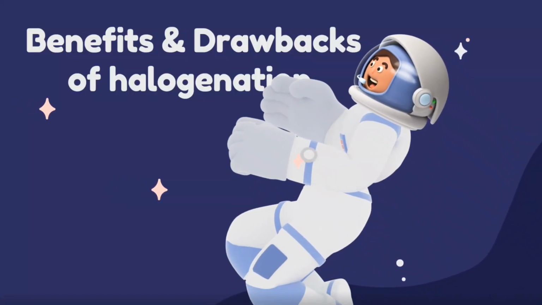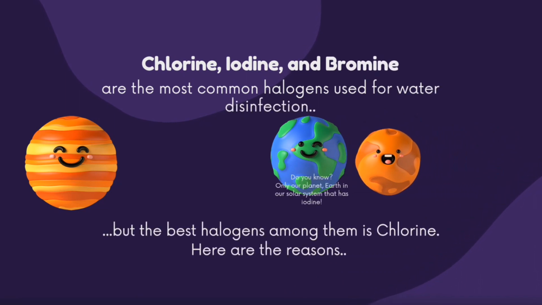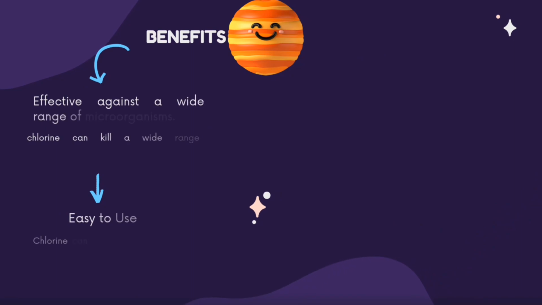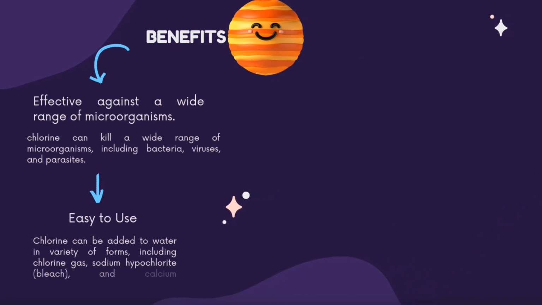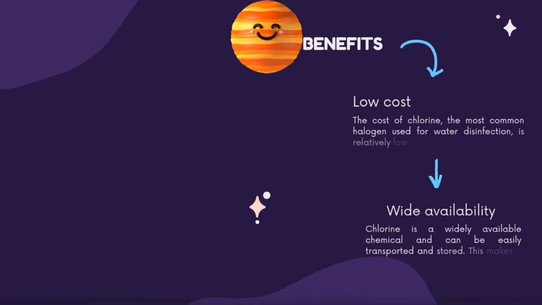Next, benefits and drawbacks of halogenation. Chlorine, iodine, and bromine are the most common halogens used for water disinfection, but the best halogen among them is chlorine. Here are the reasons why. Benefits of halogenation, especially chlorine. It is effective against a wide range of microorganisms. It is also easy to use. Chlorine can be added to water in a variety of forms. It is also low cost.